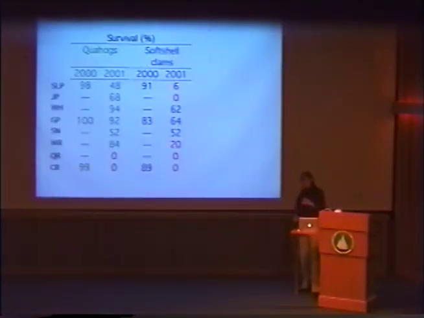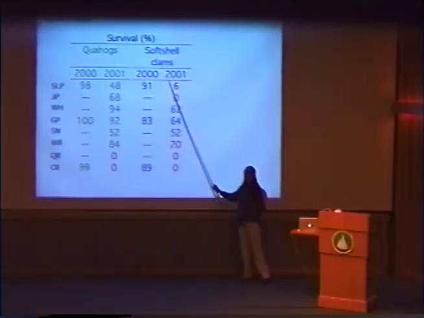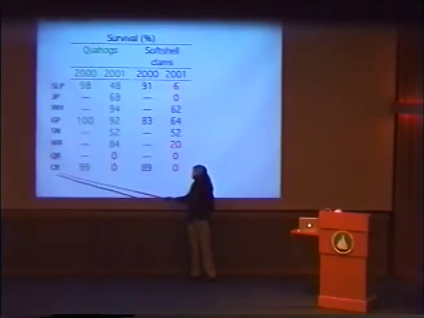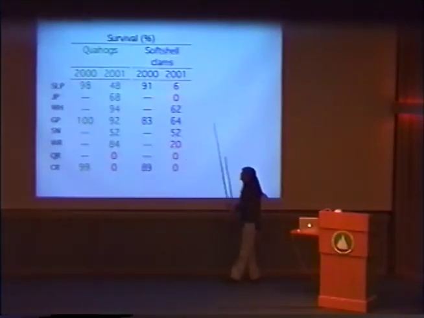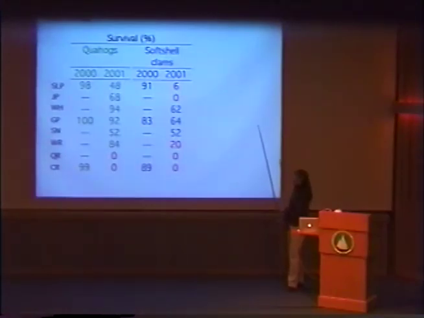So we've been talking about growth up to this point and effects on soft tissue, but we also did look at survival. This table shows you the percent survival of quahogs and softshell clams for both years of the study for each estuary. And again, these estuaries are listed from the lowest load to the highest load. If you just run your eyes down the table, you can pretty quickly see that there's no real trend with increasing nitrogen load. There doesn't seem to be a substantial increase or decrease with nitrogen load. But there are some interesting features of this data.